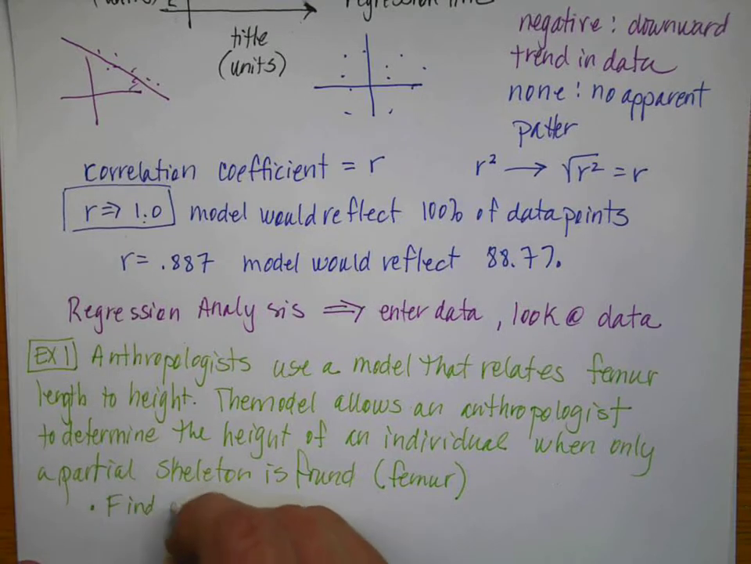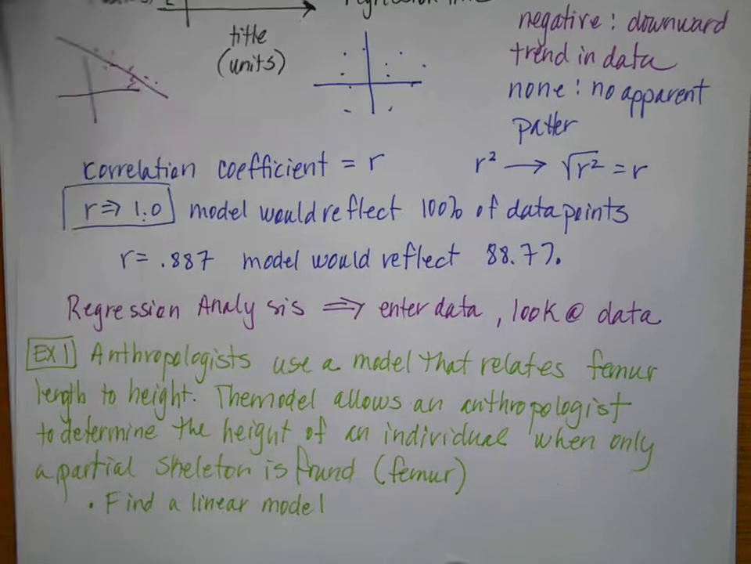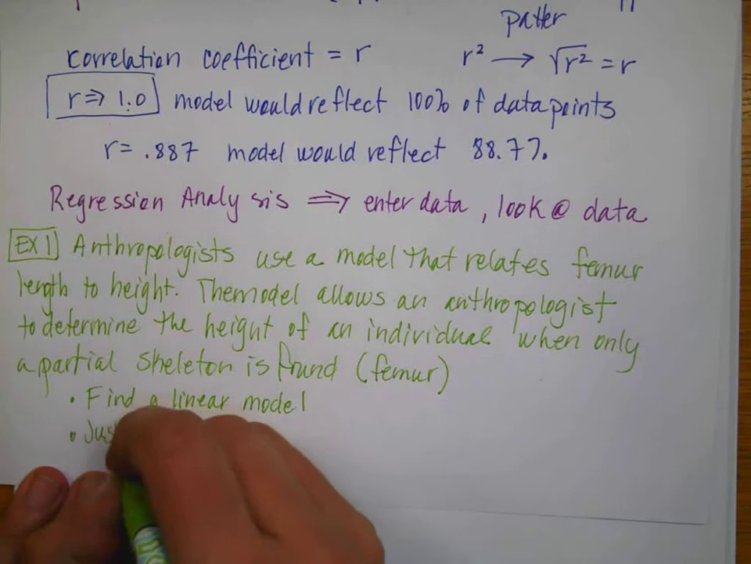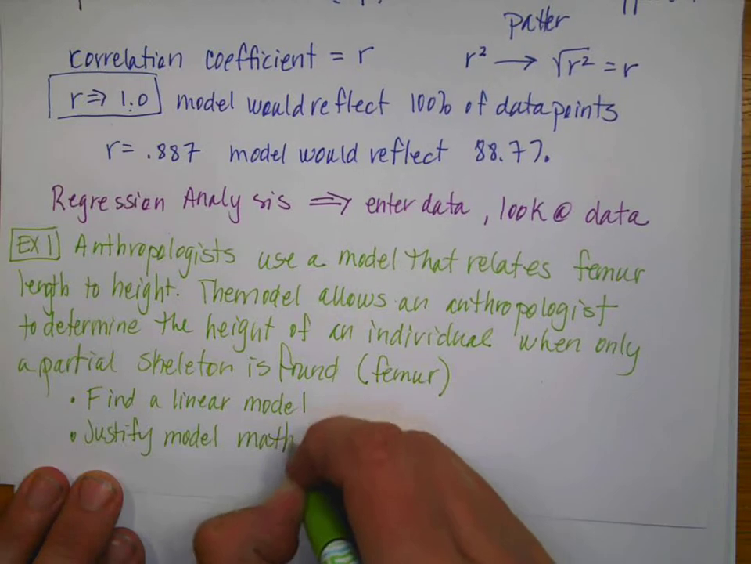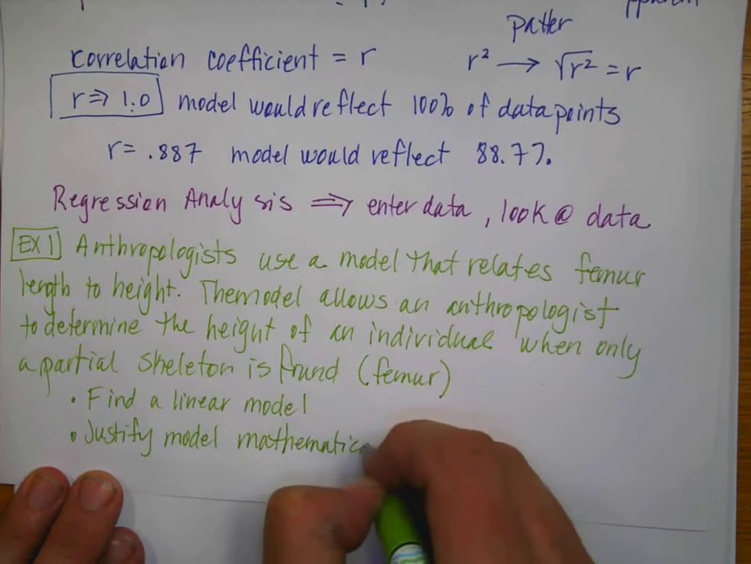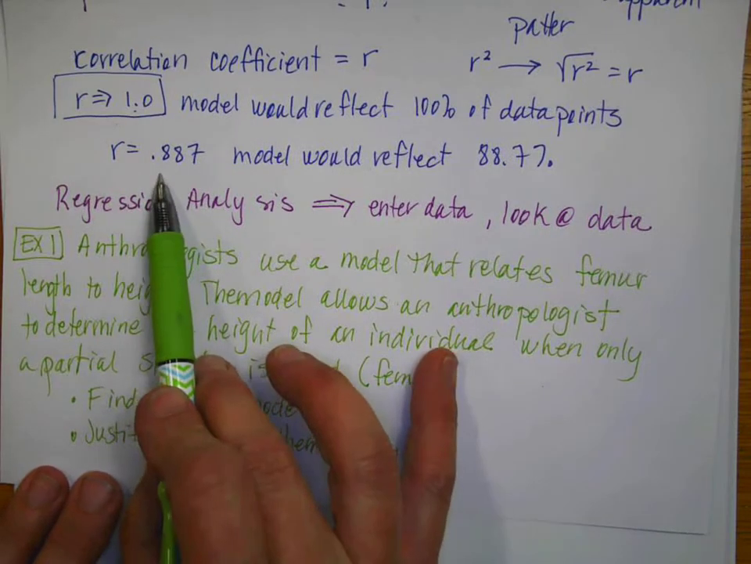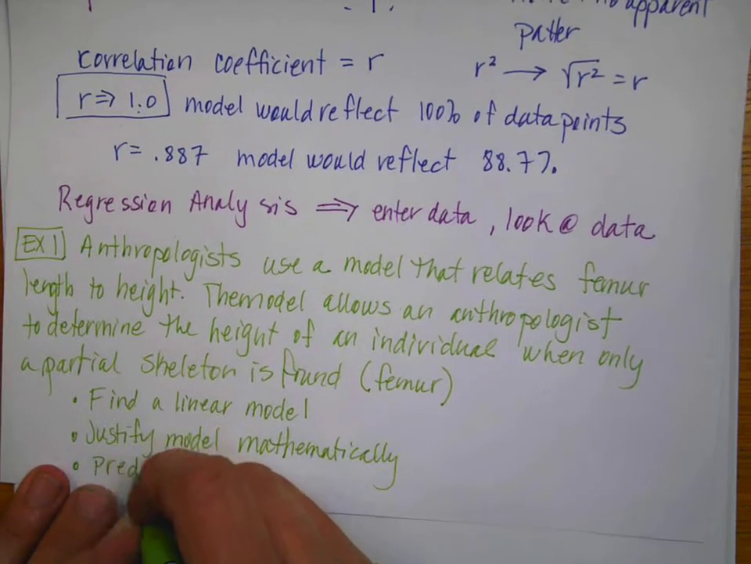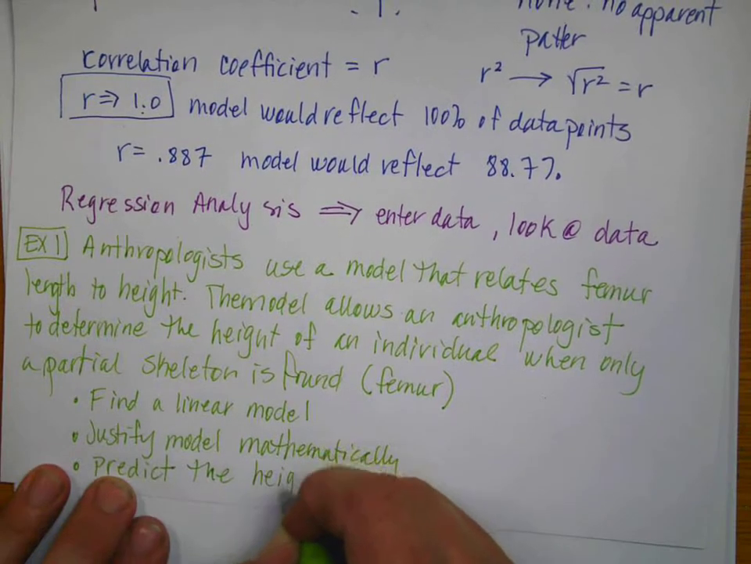So we have a couple of tasks. A, we're going to find a linear model. Oftentimes in regression problems, they will tell you what type of model to use, so you need to make sure that you read the words. And then we are going to justify the model mathematically, and that means that we are going to talk about the correlation coefficient because that is the mathematical justification for the model.